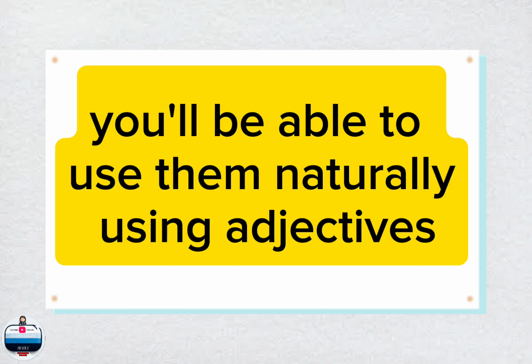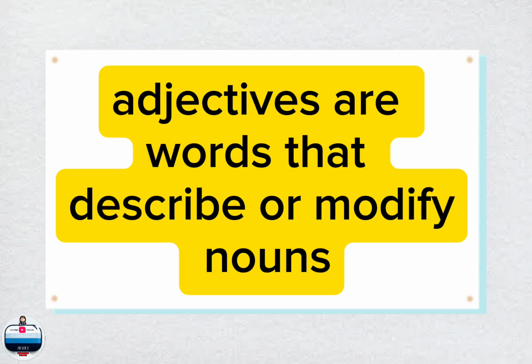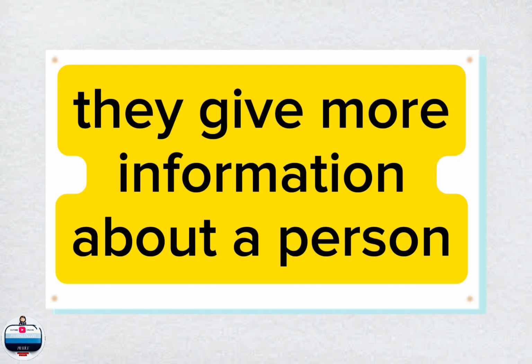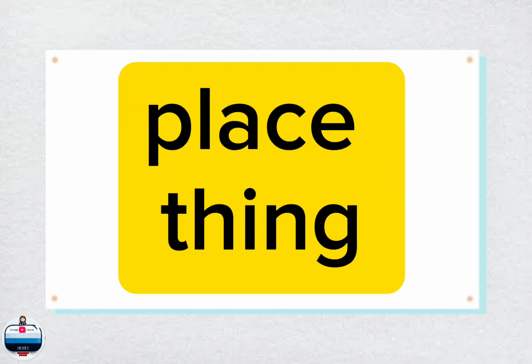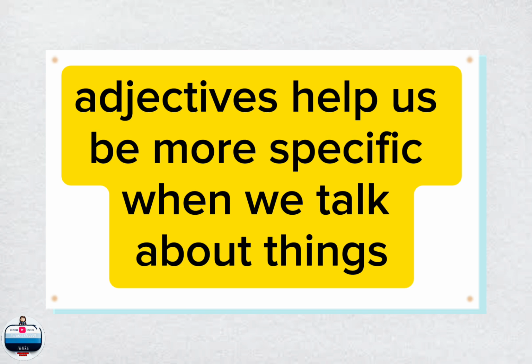Using adjectives. Adjectives are words that describe or modify nouns. They give more information about a person, place, thing, or idea. Adjectives help us be more specific when we talk about things.